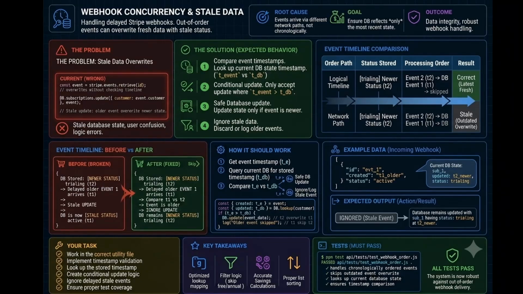Hey everyone, welcome back. Today we are tackling a really fascinating race condition, the subscription out-of-order webhooks problem. Right now, our server processes every Stripe webhook as soon as it arrives. The problem is that webhooks don't always arrive in the same order they actually happened. Network delays or automatic retries can cause older events to arrive after newer ones.